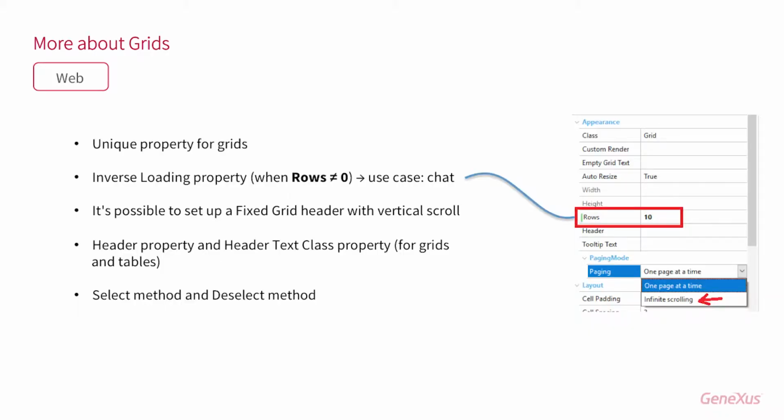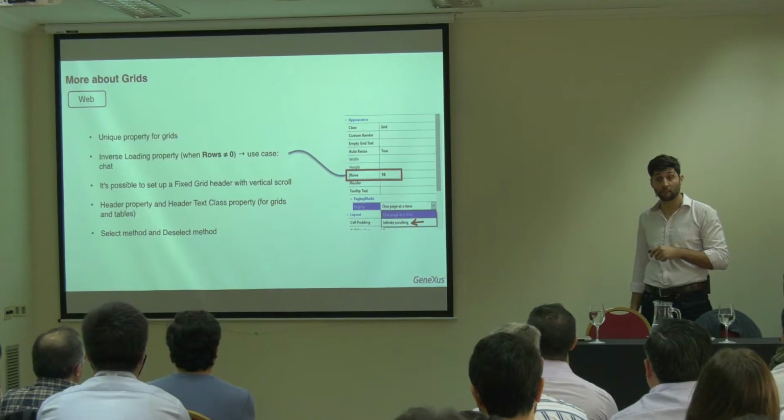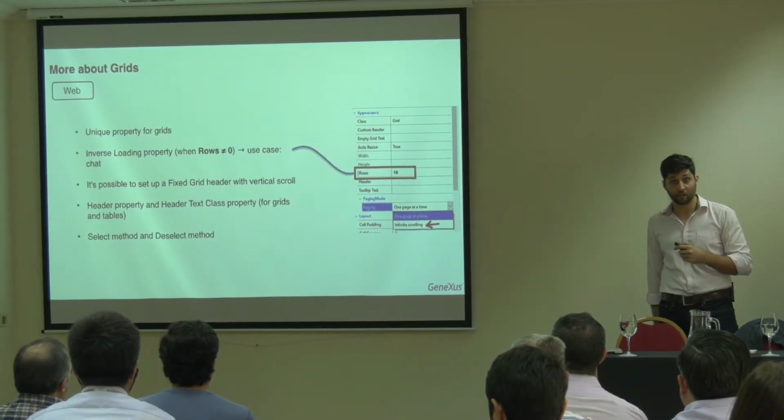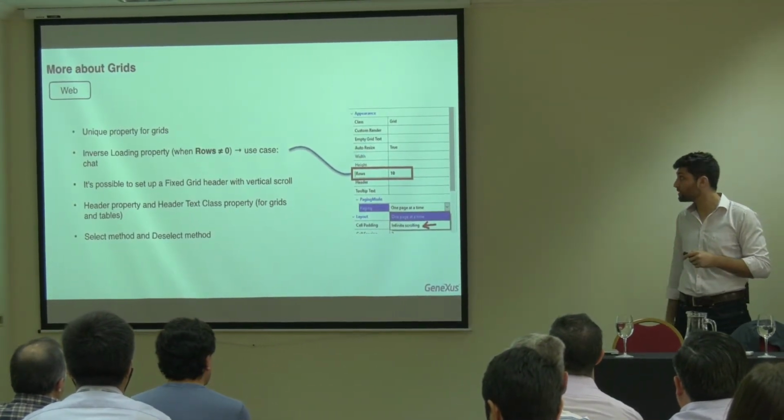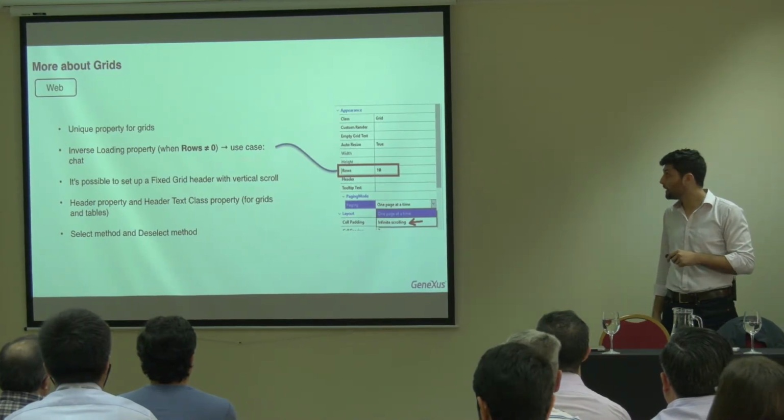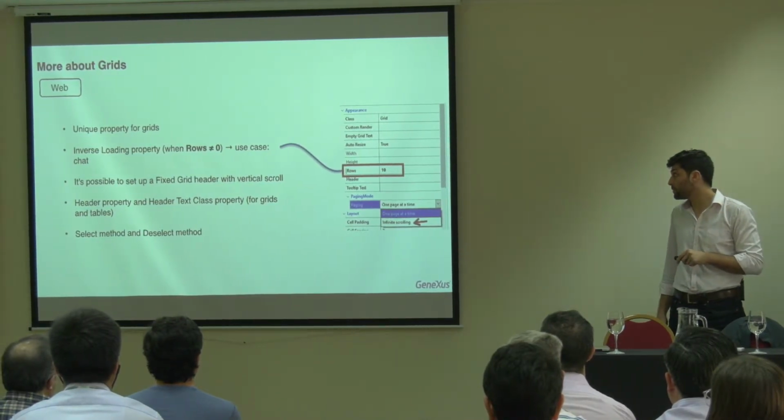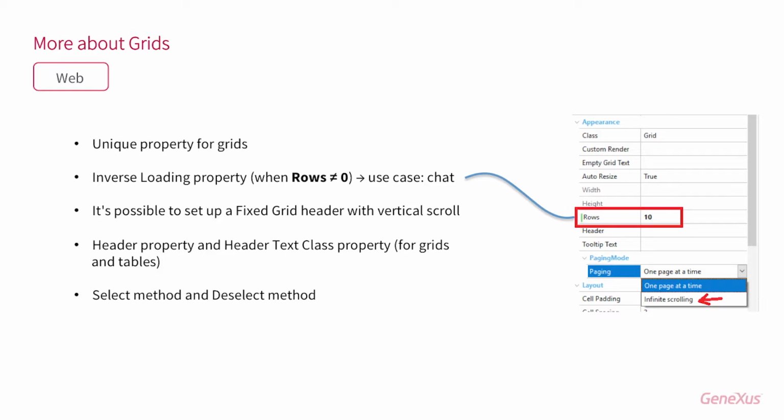More about grids. The grids in web also have improvements. The property is unique, also the inverse loading. As you see, also for the case of the chats, when they're different from 0, it is also possible to set the direction of the grids, and the modeling of the grids, the styles, will also be much more simple. And you see here the other features with regard to the properties, etc.